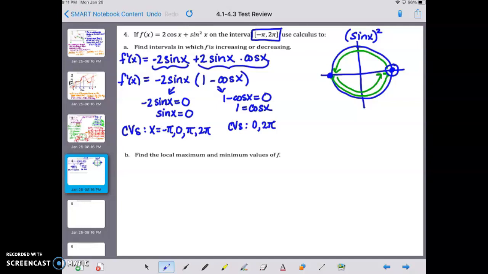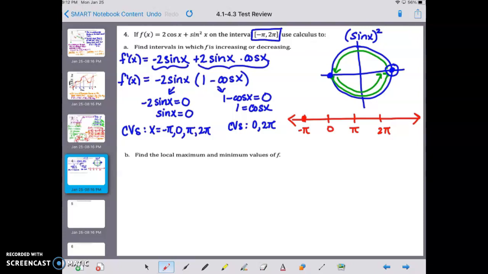That's fine. So our next step then is going to be to build our number line with our critical values on it and do our sign testing. So I am going to draw my number line here. And the critical values for this function, I'm going to put them in order from left to right, are going to be negative pi, 0, pi, and 2 pi.